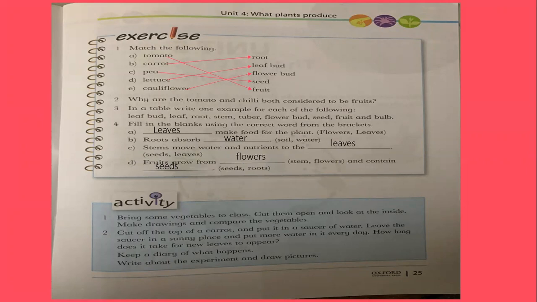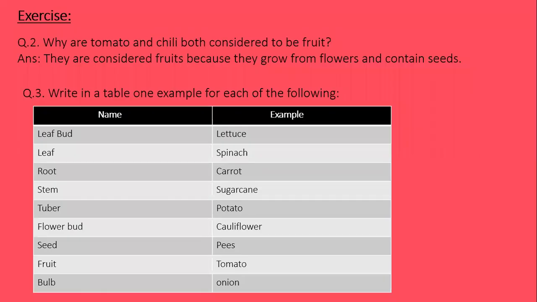Okay, done. Let's move to the question answers. Question number 2, they are asking, why are tomato and chili both considered to be fruit? This is the question in your mind also. They are considered fruits because they grow from flowers and contain seeds. Understand why we consider them fruit? Why do we say tomato is a fruit, chili is a fruit? Because they grow from flowers and contain seeds.